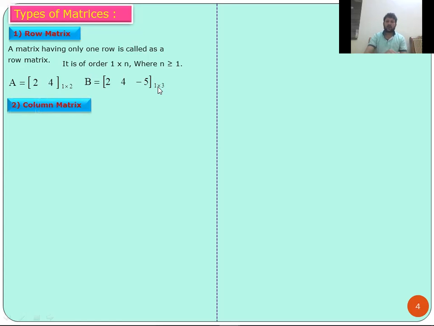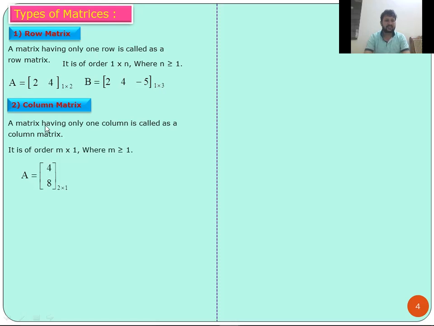Second type, column matrix. Elements of the matrix are expressed in only one column. That is called as column matrix. Examples for this matrix. Check order is expressed as m by 1, m value greater than or equal to 1. Elements are expressed in only one column. Elements of matrix A in 2 rows, 1 column, order 2 by 1. Next matrix B, elements expressed in 3 rows and 1 column, order 3 by 1.